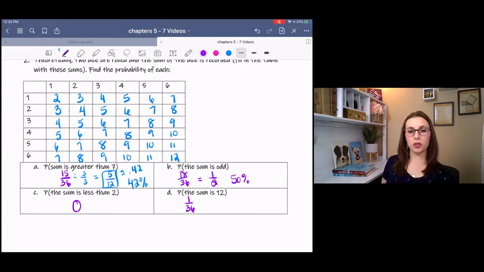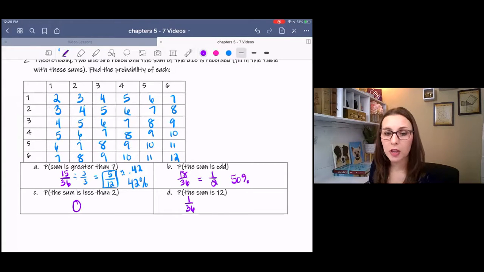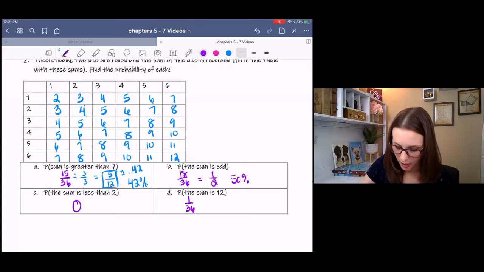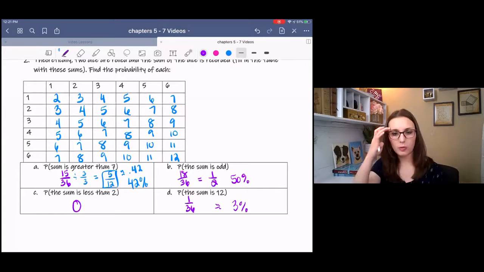Then for the others, you should find half of the outcomes are odd. And you can think about that logically, that if we have even and odd outcomes, then half of them are odd. Or if you counted them, you would get 18 out of 36. And then the sum is less than 2. There are no sums less than 2, so there's a 0% chance of that happening. And then the last one, the sum is 12. There's only one of them that represent the sum is 12 out of the 36 outcomes. And that is about a 3% chance. We were rounding.